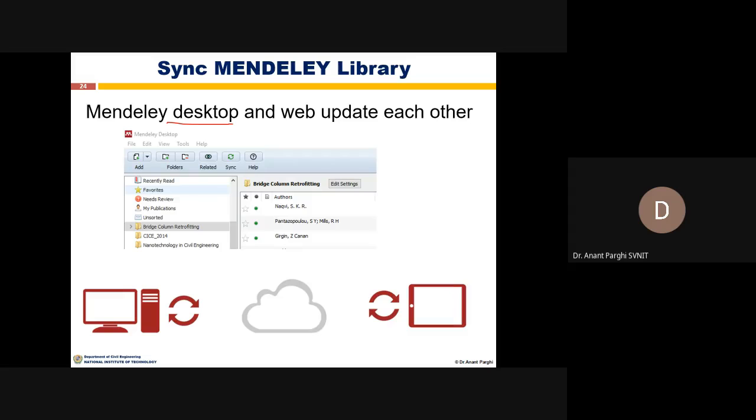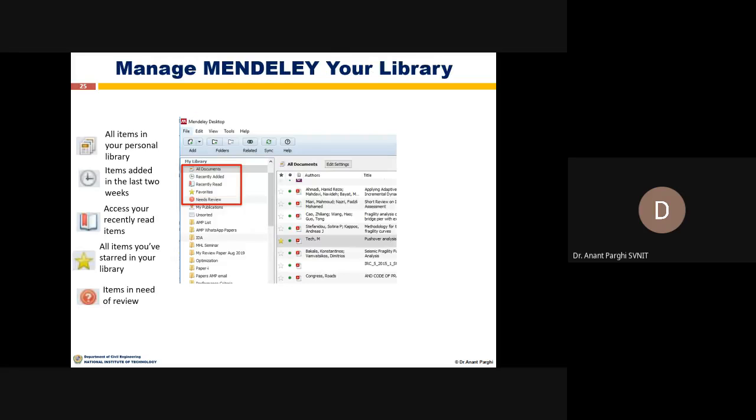You can synchronize at any time by using the synchronize button. Here there is a synchronize button. You can synchronize this particular library and it will be uploaded to your cloud system. Mendeley will also synchronize automatically each time you open the Mendeley desktop system. Every time it will synchronize your research articles.